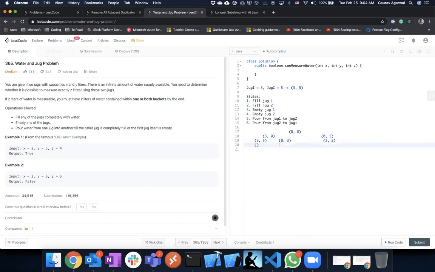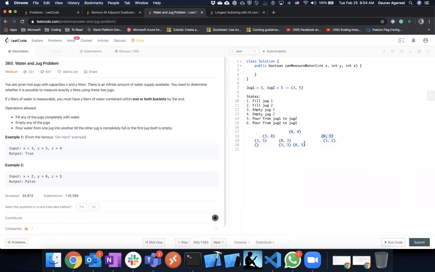Let's take a look at 3 0. We can fill jug 1, which leads to 3 3. This state is not in the system, so we will take this state. Fill jug 2 will lead us to 0 5. This state is already in the system.